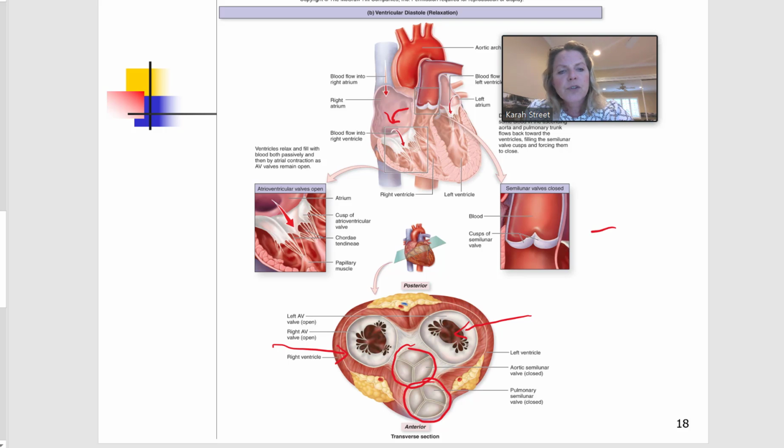This picture up here is showing you just a transverse section, if you will, looking at what those semilunar cusps look like when they're closed. And these leaflets on this side, what they look like in the AV valves when they're open. At this moment on our EKG, we would see the P wave appear, representing atrial depolarization. What will the atria do? Contract. What will happen? Just a little bit more blood is pushed into the ventricles.